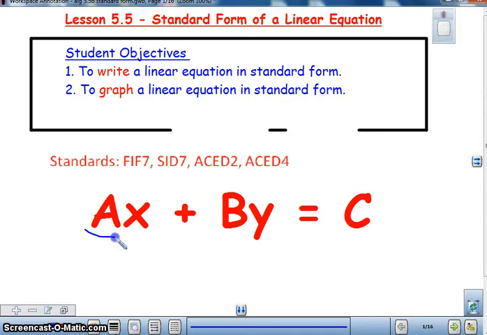It means that you're going to have an integer times x plus an integer times y equals c, and what c really means is c is a number. You want the number by itself. That's really what we're shooting for when we look at standard form.